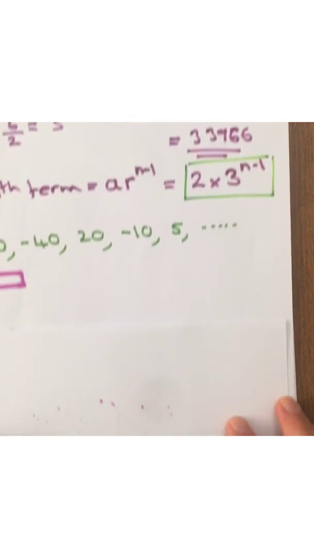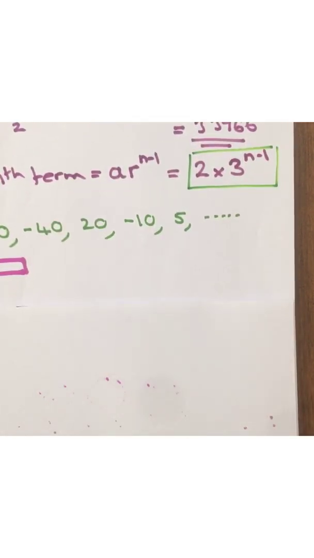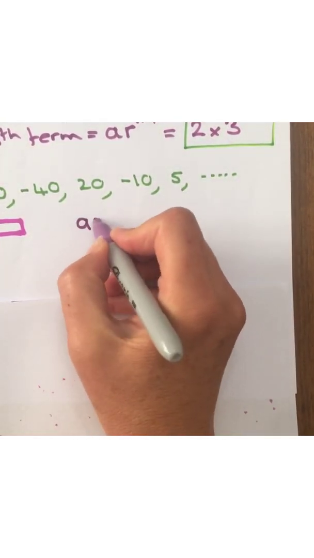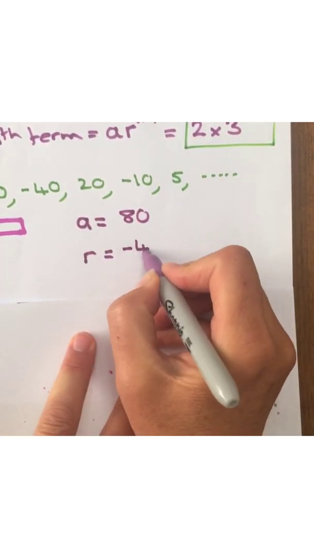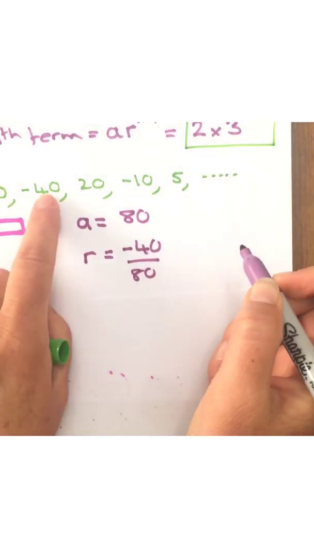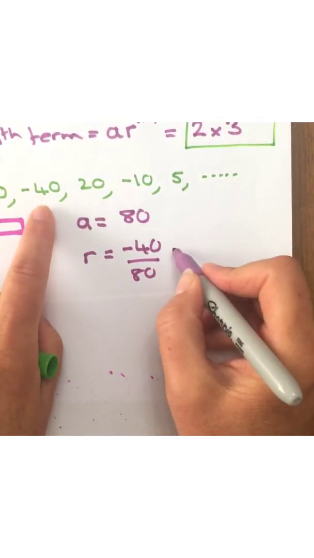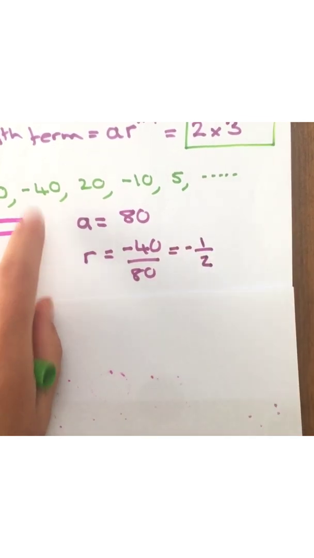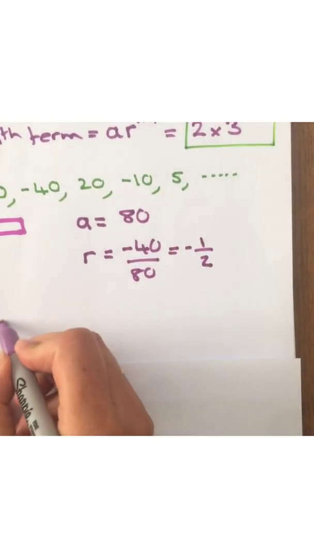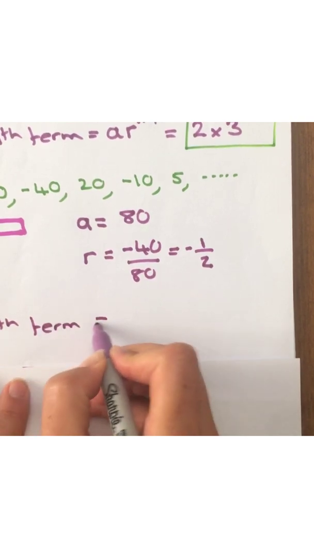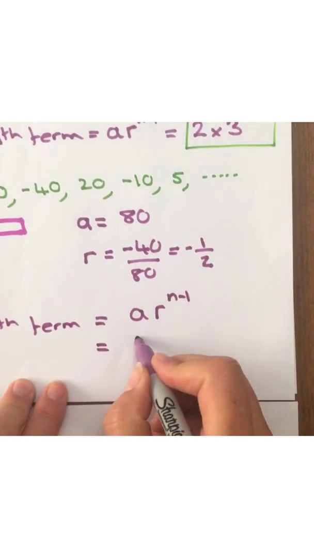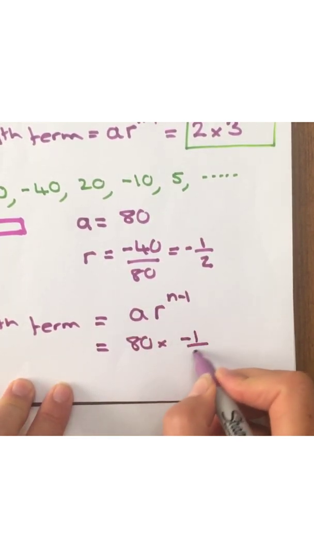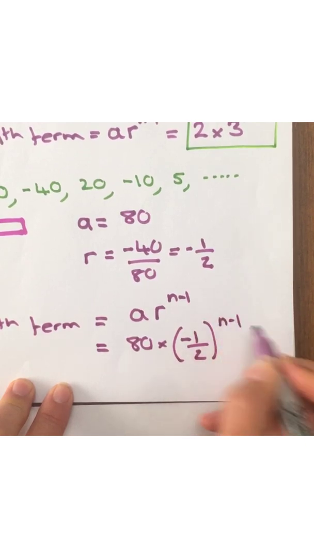Right, what about this B? We want to find the nth term now. What's the nth term? So we need to know A, the first term, and we need to know our common ratio. Our common ratio will be our second term divided by our first term, which is -1/2. So the nth term is AR to the n minus 1. So that's 80 times (-1/2) to the n minus 1.